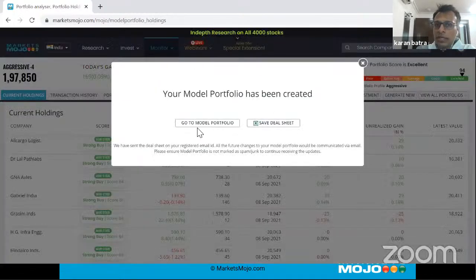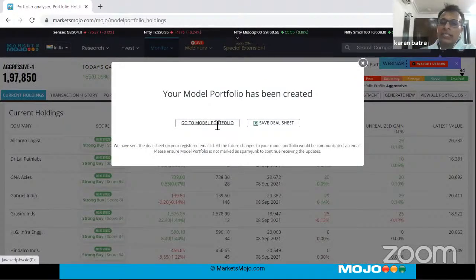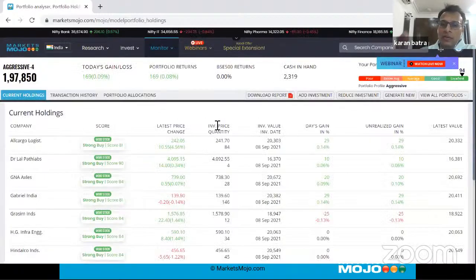So this portfolio got created. I can save a deal sheet. The deal sheet, in the Excel sheet, will have details of the quantity, the stock identifier, the price, indicated price, which you can send to your broker directly for execution, or you can use it whenever you're making the trades.